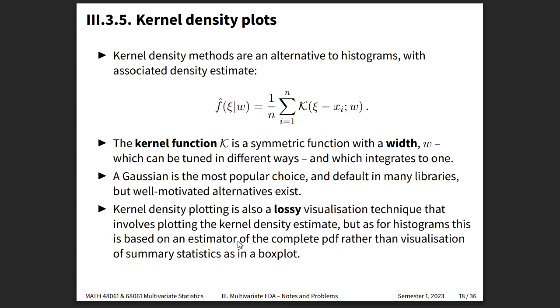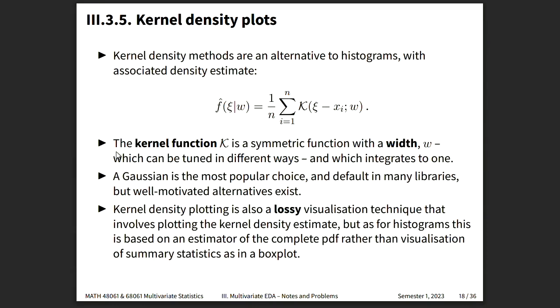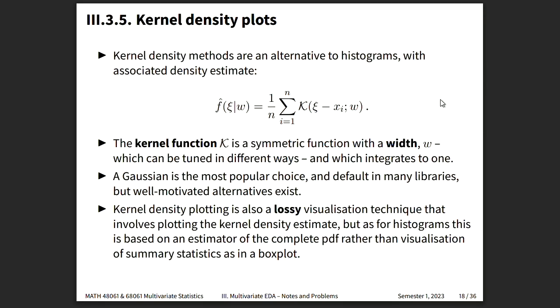This is also lossy, but as for histograms, it's based on an estimator of the complete PDF rather than the box plot, which just visualizes summary statistics. So here's what you get with R. Again, you can try to optimize this parameter W of the kernel in the same way you can try to optimize the bins B. Yeah.